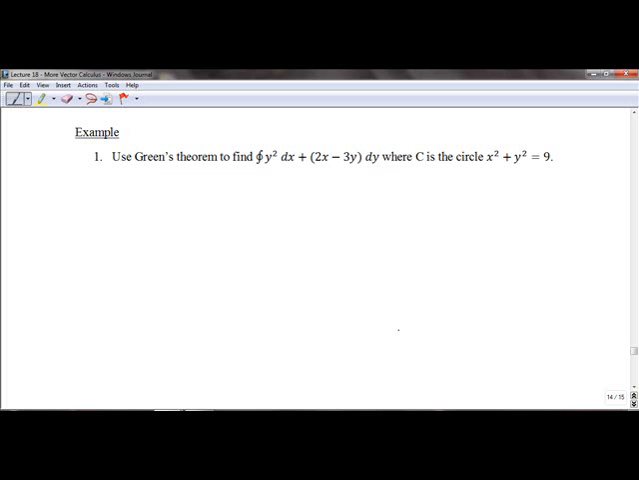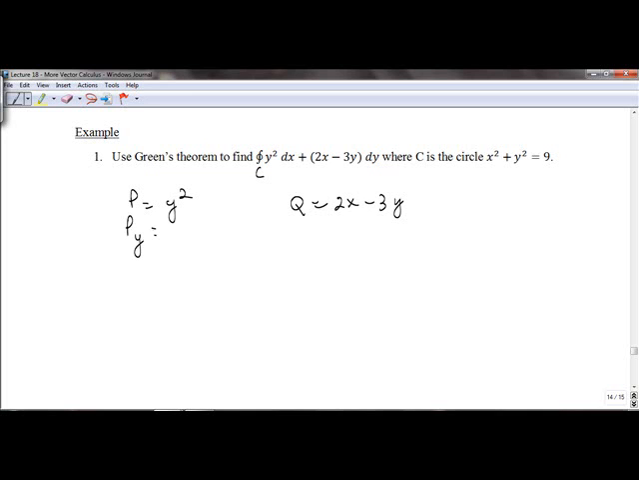Use Green's theorem to find the line integral over C of y squared dx plus (2x minus 3y) dy, and C is the circle x squared plus y squared equals 9. Okay, we don't have to draw the circle. We know what it looks like. Let's write down our P and our Q. P is y squared. Q is 2x minus 3y.